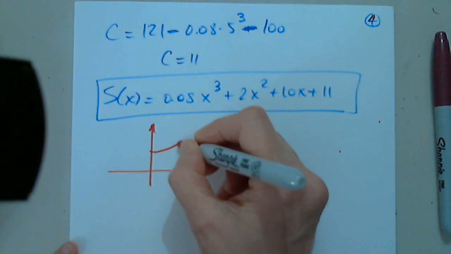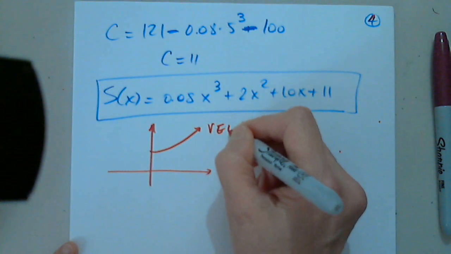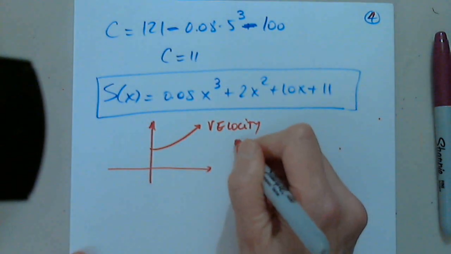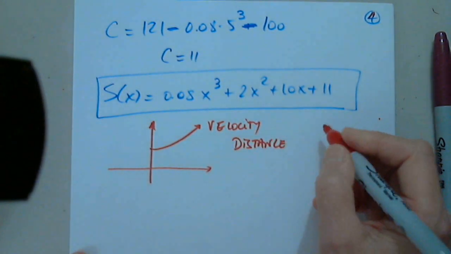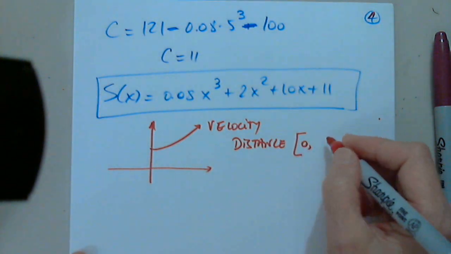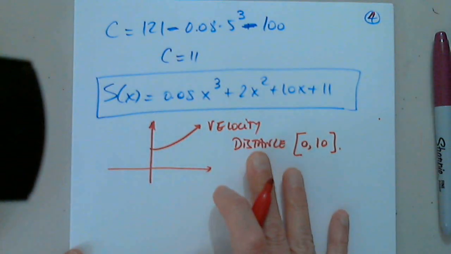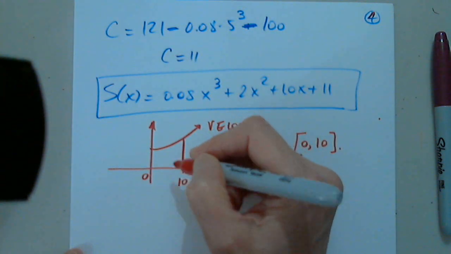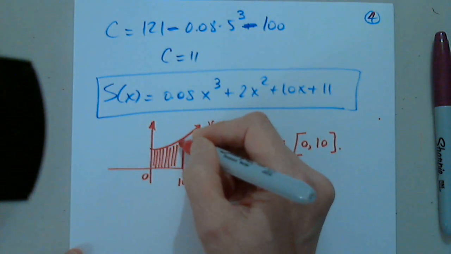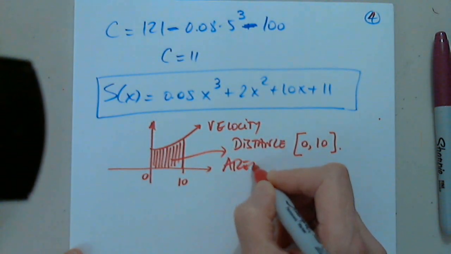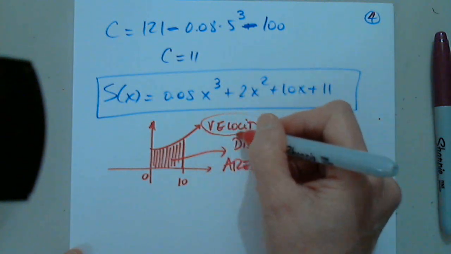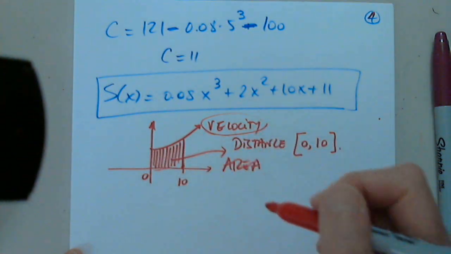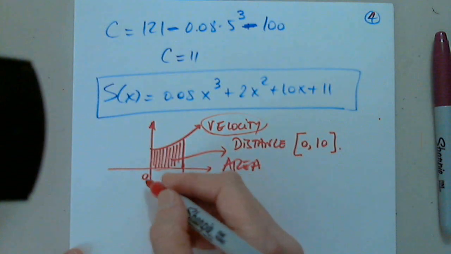So let's say this is the velocity function. And if I want to determine the distance between, let's say, 0 hours and 10 hours, all I need to do is look between 0 and 10 and calculate this area. Area under the graph of the velocity, the derivative function. If I manage somehow to determine this area, that will give me the distance between 0 and 10.